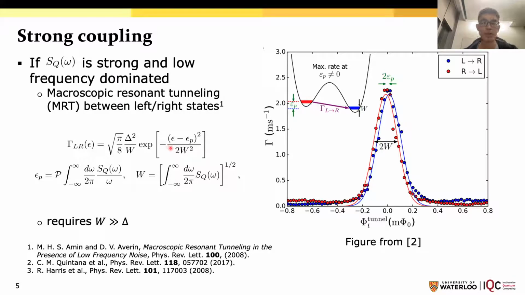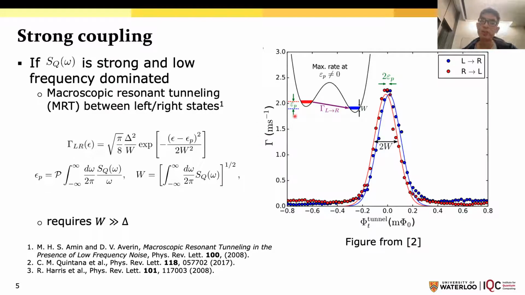and the width is... the environment will first broaden the transition rate by width W, and we also see that the transition has a particular bias, epsilon p, and epsilon p and W are given by the integrals of the noise power spectral density.